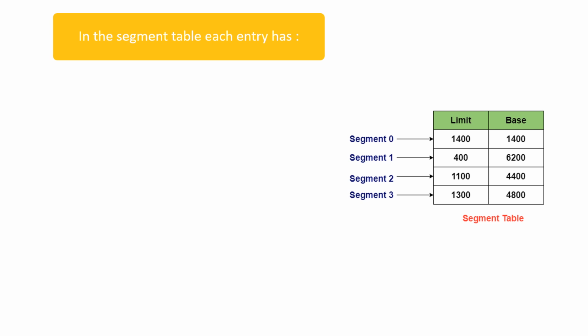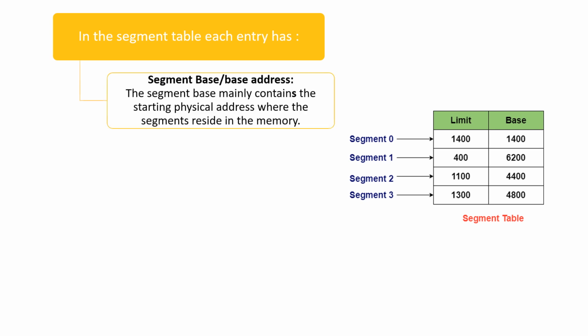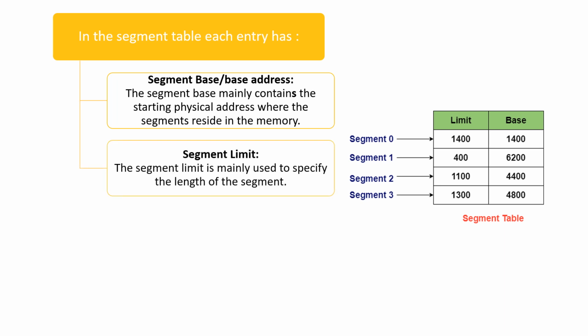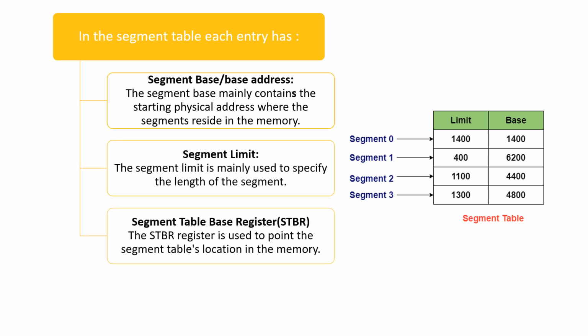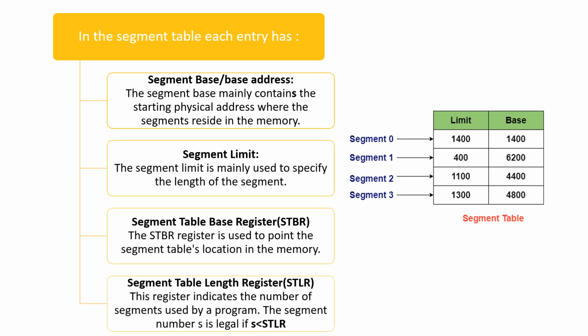Now we can see what entries are present in the segment table: the segment base address, the segment limit, the segment table base register, and the segment table length register. So for implementing segmentation, the segment table will have these four things to find the particular segment in the memory.